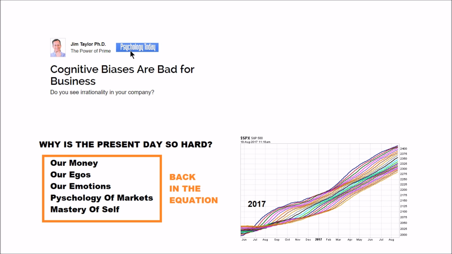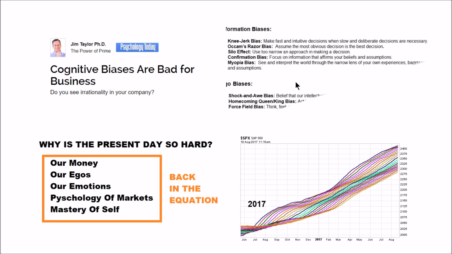Let's look at a Psychology Today article. Cognitive biases are bad for business. Do you see irrationality in your company? The article talks about informational biases, a knee-jerk bias, a razor bias, the silo effect, a confirmation bias, a myopia bias, and there's also common biases related to our egos, a shock and awe bias, a homecoming queen, homecoming king bias, and a force field bias.